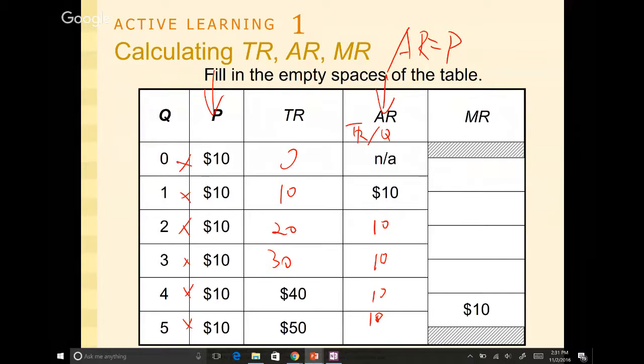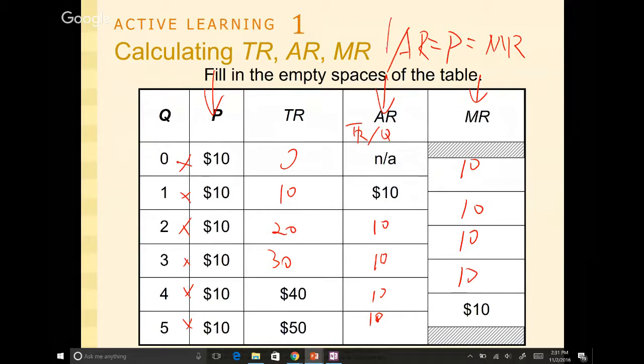And then marginal revenue is the change in total revenue. The first level change from 0 to 10 is 10. Second level change 10 to 20 is 10. Third level change 20 to 30 is also 10, and then 10 all the way. So these 3 columns, they're all the same.